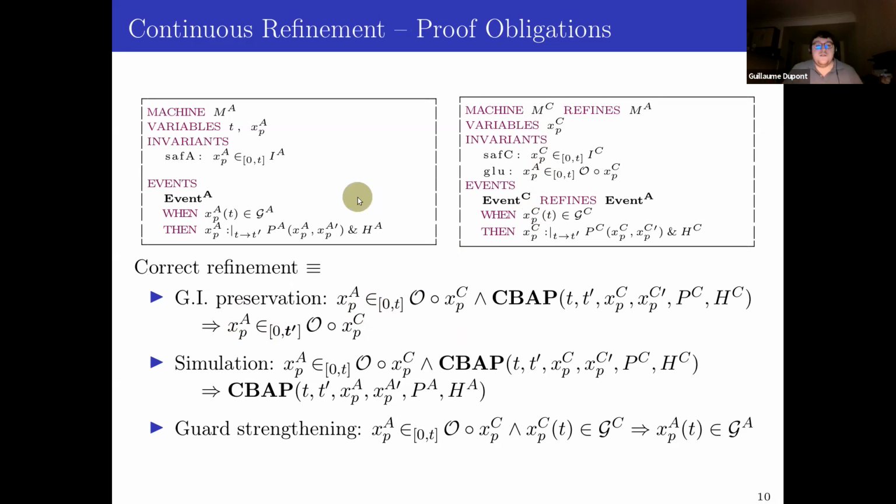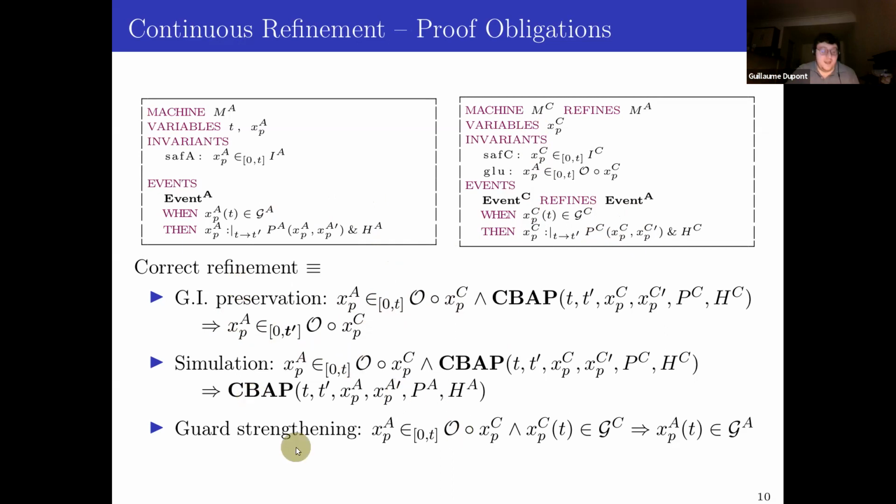I also have a program simulation, meaning that when my concrete event transforms XPC to XPC prime, the behavior of XPC on TT prime must be compatible with the behavior of XPA on TT prime. This is simulation.